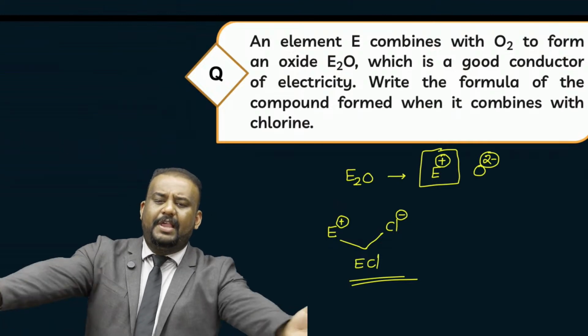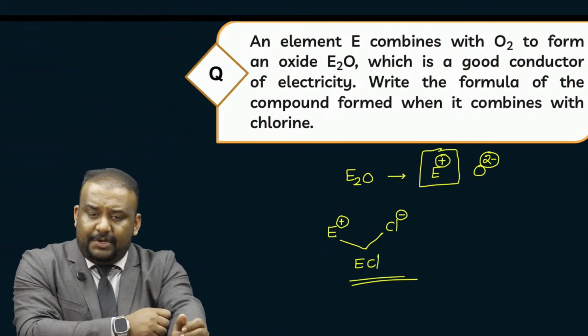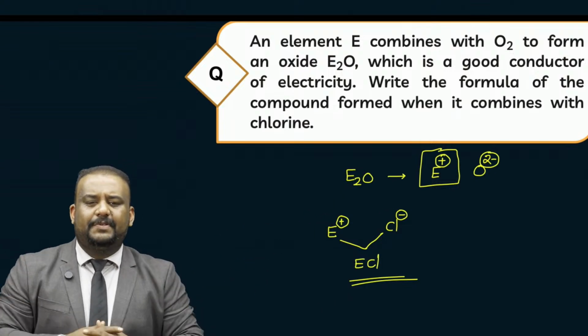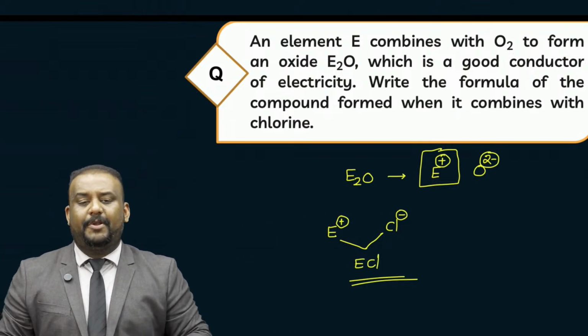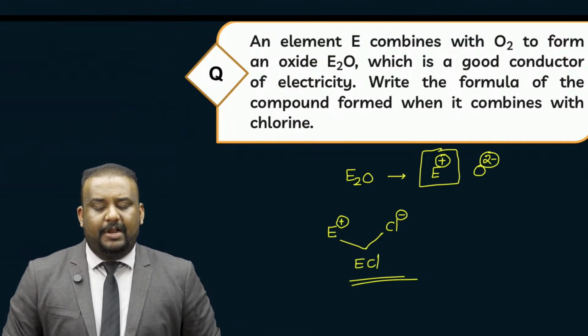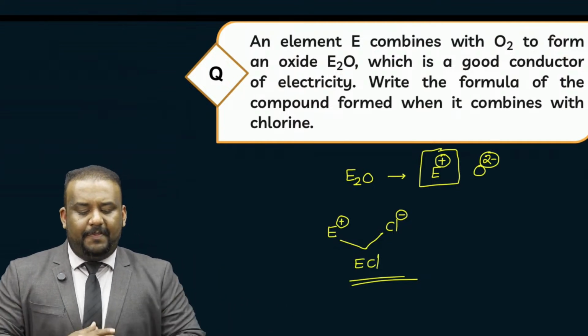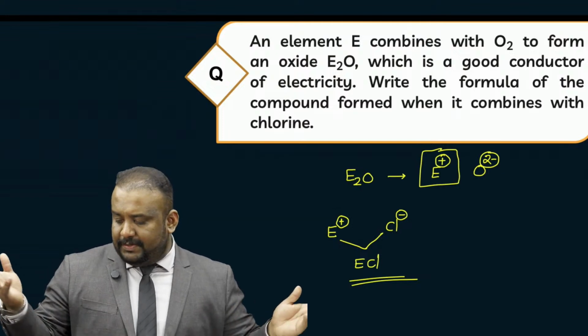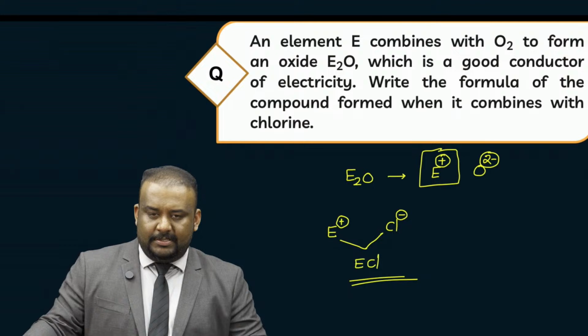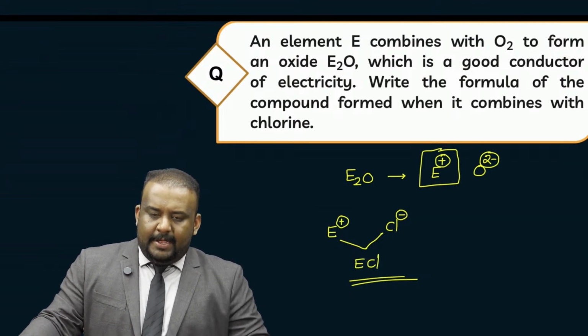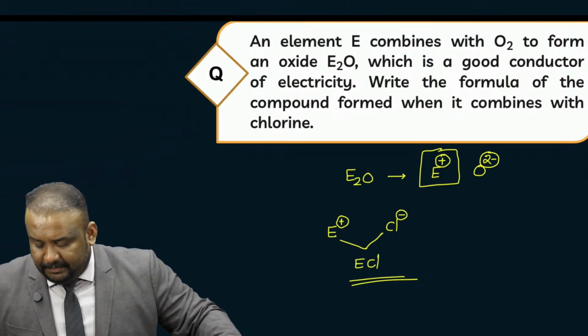They didn't ask you to name the element. So just use the symbol E itself. An element E combines with oxygen to form an oxide E2O, and write the formula of the compound formed when it combines with chlorine. So stick with the same symbol, E. So it will be ECl. Clear? Is that clear to everyone?